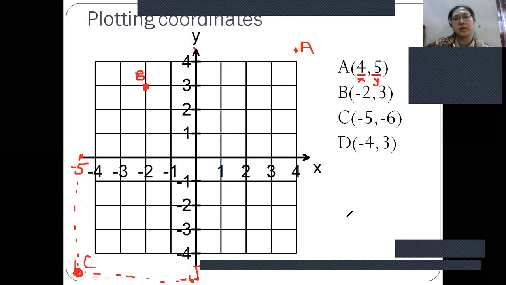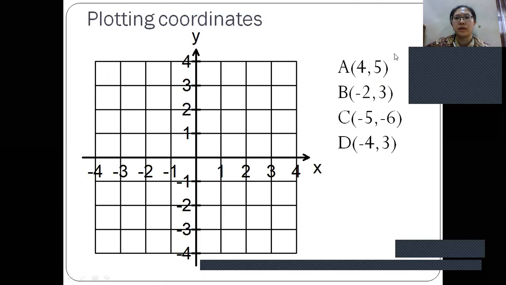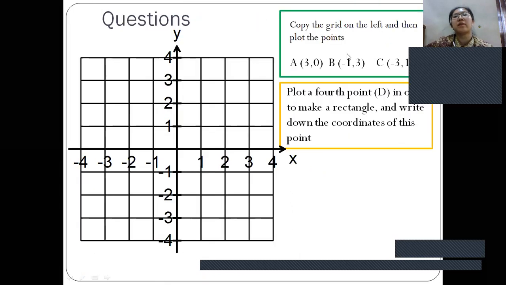D is -4, 3. So -4 on X, 3 on Y. So D over here, right? Okay, next. Right, there's a question.